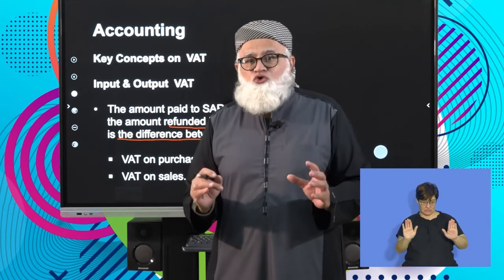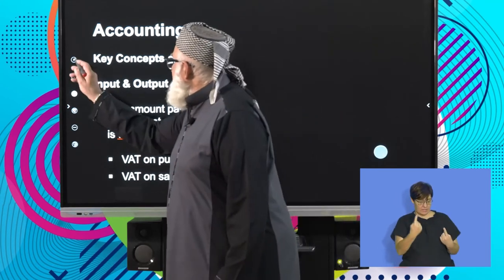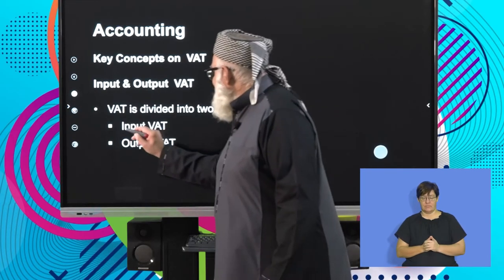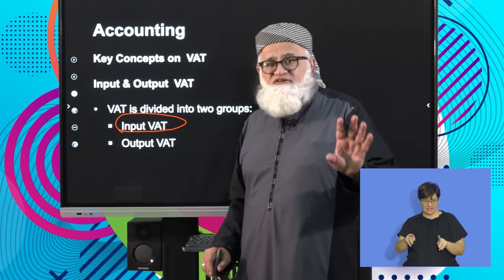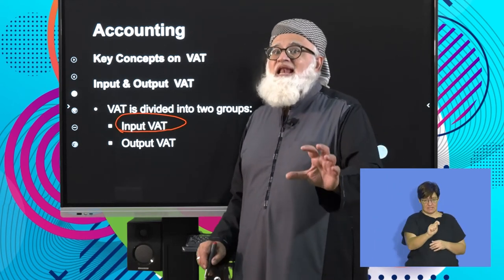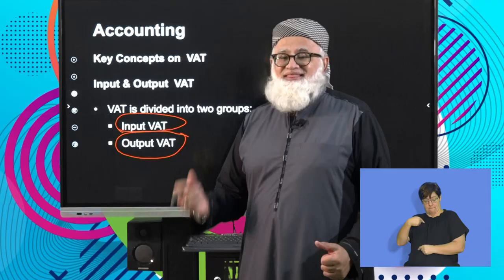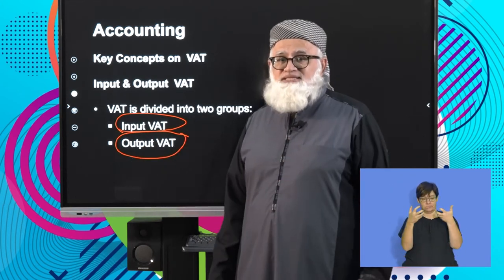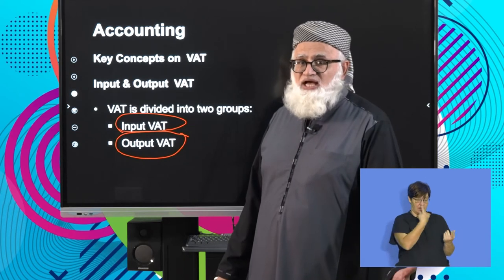Now, the difference between the two will determine whether you have to pay SARS or SARS has to pay you. So if we take this a bit further, we find that our VAT is now divided into two categories, right? The input VAT, like we said, is all the VAT that we have paid on all the items that we have purchased. That's the VAT that we can claim back from SARS. Then the output VAT is all the VAT that we have charged customers. In other words, we've collected it on behalf of SARS. That amount will then be the amount that we owe to SARS. We'll reconcile the two figures, your input and your output, and this will tell you the answer that we're looking for, whether we're owing SARS or they're owing us.